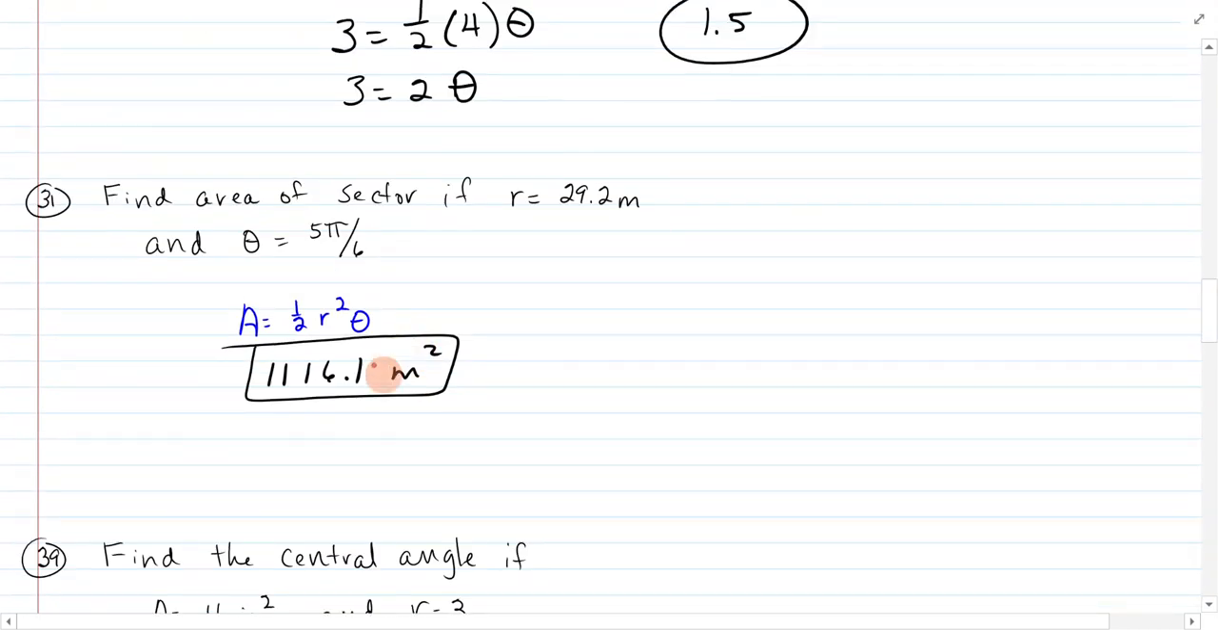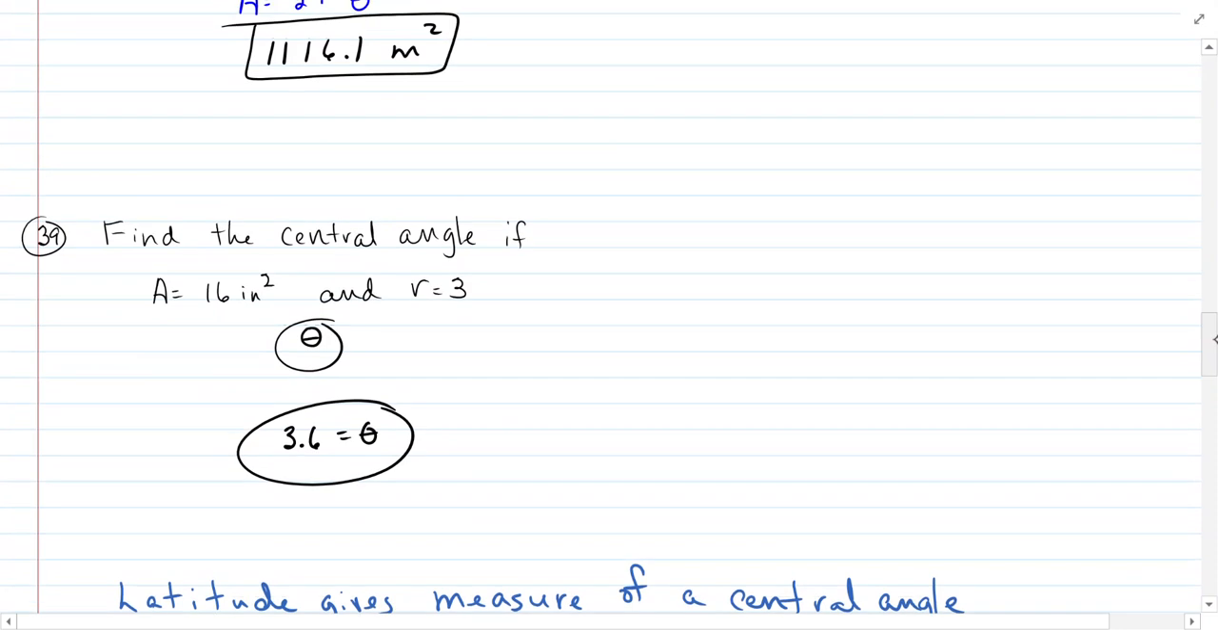Find the area of the sector, and you're just going to plug in what you got. So 1/2 r squared theta, r is 29.2. You're going to square that, and theta is 5 pi over 6, and you get something like that. So it's just using the formula.